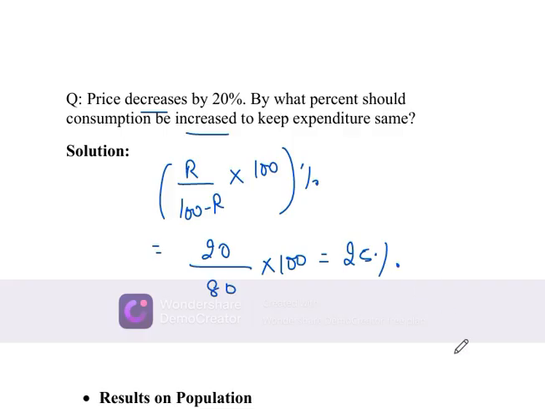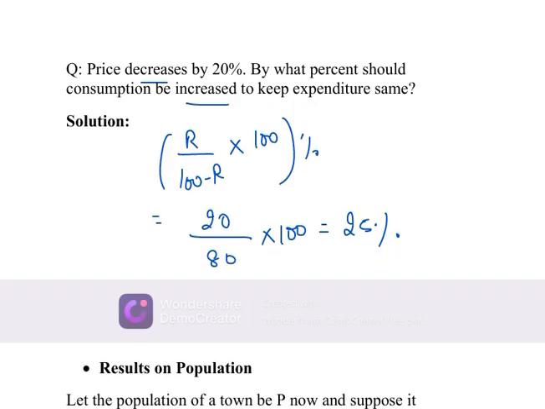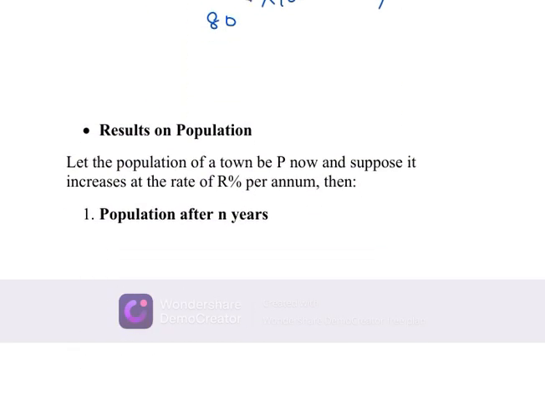Now let's go to the next concept, which is population. If there is an increase rate of R% per annum, the population is increasing, then what will be the population after n years? This is the same as the compound interest topic, where the rate per annum is R% and the time is n years. So the same formula which you use for compound interest, 1 plus R by 100 power n. So this is the population after n years.